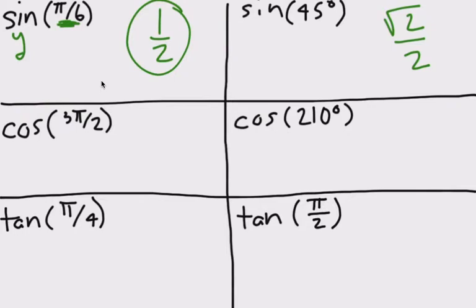Alright. Next are my cosines, and my cosines are my x values. So that's my x, and then 3 pi over 2 is the angle. So I'm going to go find 3 pi over 2 using my unit circle, and then I'll look at the x value.